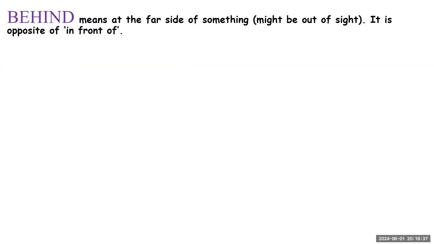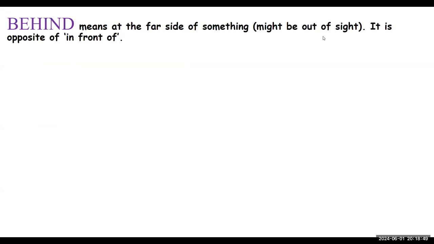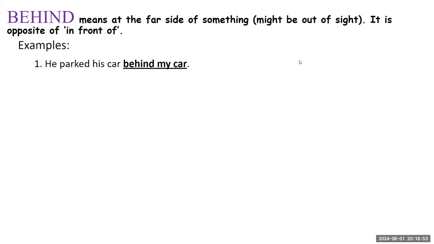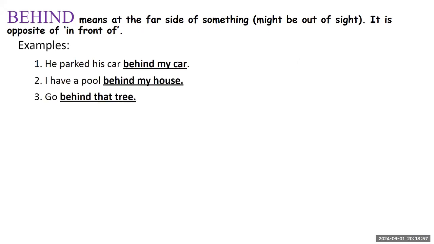Behind means at the far side of something, might be out of sight. It is the opposite of in front of. So we'll say, he parked his car behind my car. I have a pool behind my house. Go behind the tree.